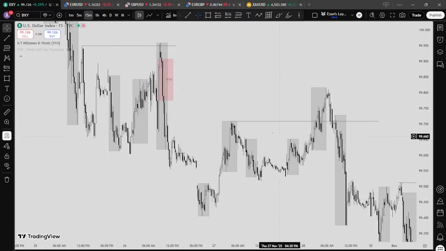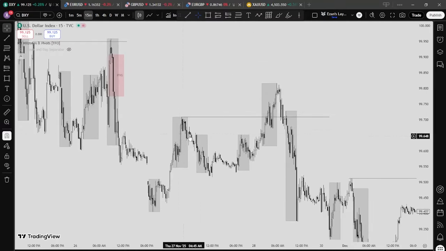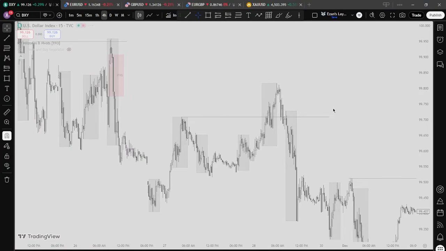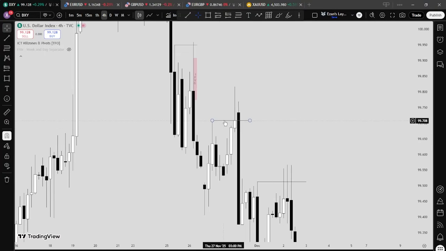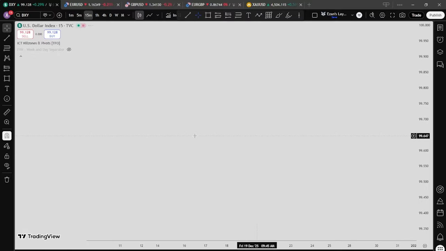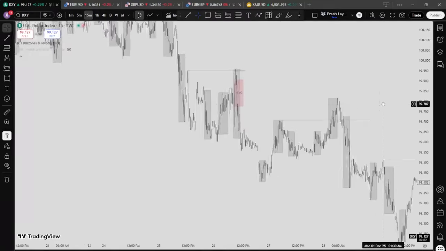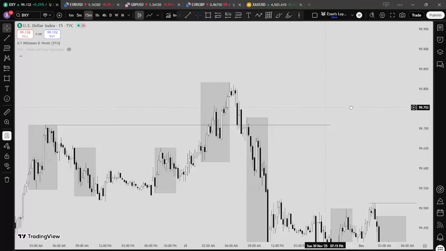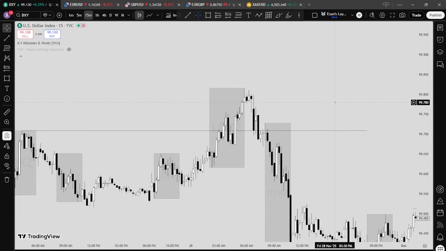And obviously you were expecting this to happen just because this was a 4-hour weak high which was created and price swept that out. So you were expecting something like this to occur beforehand. And how I would like to execute on this is, again, I could use a change in state, or I could use an inversion fair value gap.